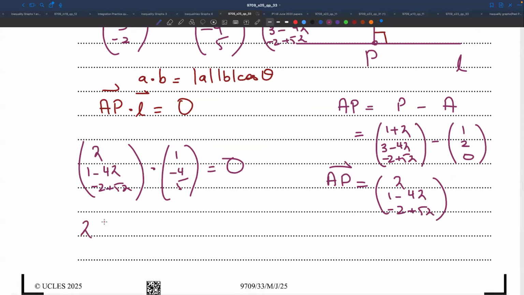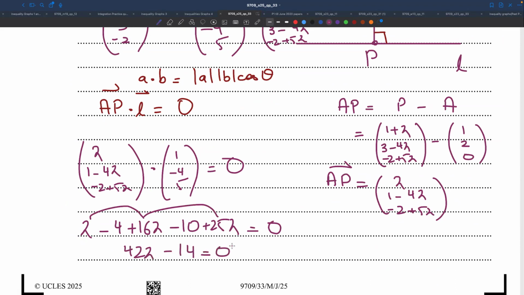Lambda into 1 is lambda, minus 4 plus 16 lambda, minus 10 plus 25 lambda. So minus 4 minus 10 is minus 14. Lambda plus 16, 17. 17 plus 25 is 42. So lambda is equal to 1 upon 3.